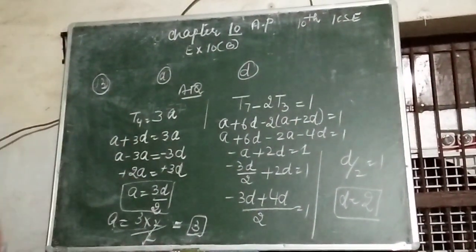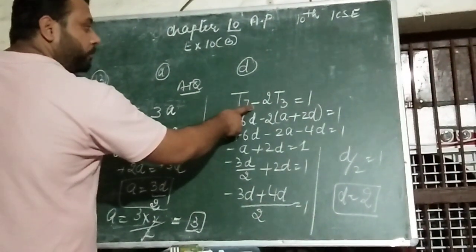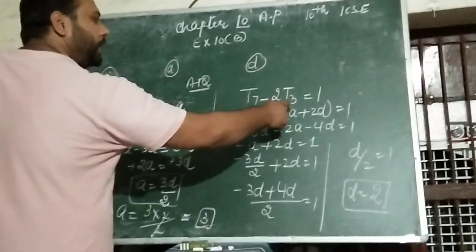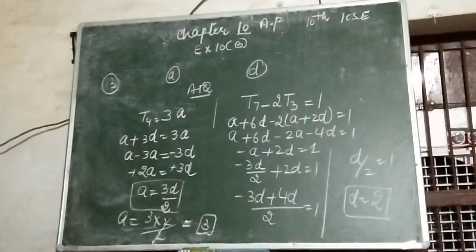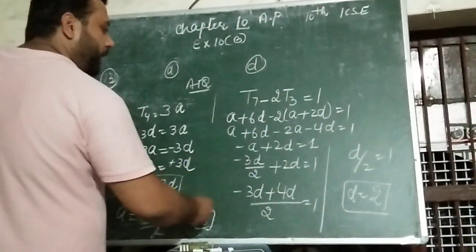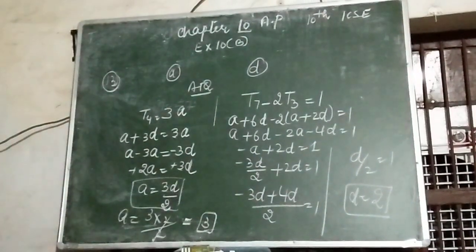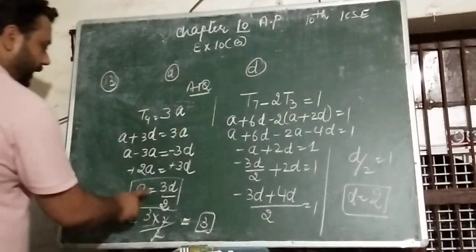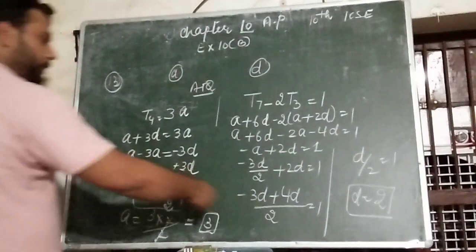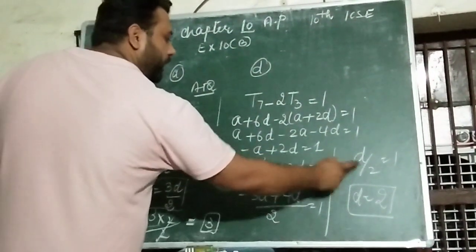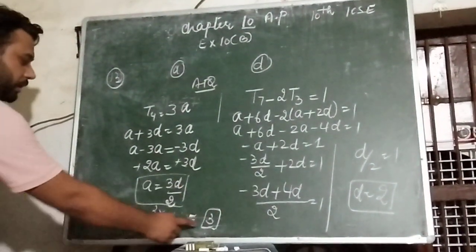Just fill in the values, A plus 6D. And one important thing you have to keep in your mind: when there is a minus sign in front of a bracket, whatever you write should be taken in brackets, because when we multiply with minus, we have to change the sign. Then change the sign, and after solving this we got minus A plus 2D equal to 1. And fill the value of A here, that is 3D by 2. And this whole equation is in D. Now after taking the LCM, we can get D. D we got 2. And this value of D we can fill here and get A as 3.